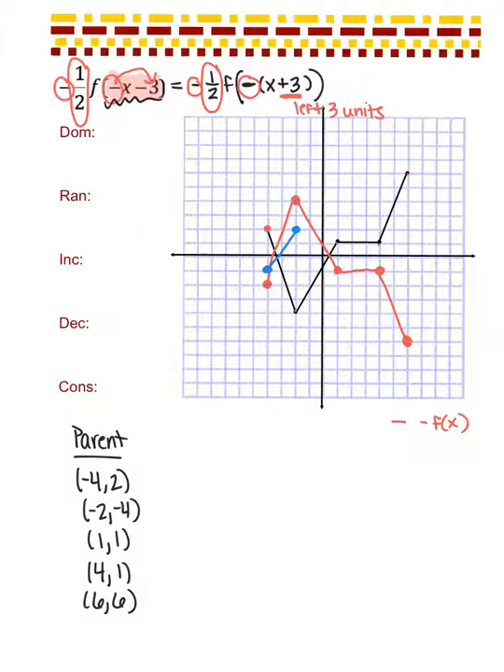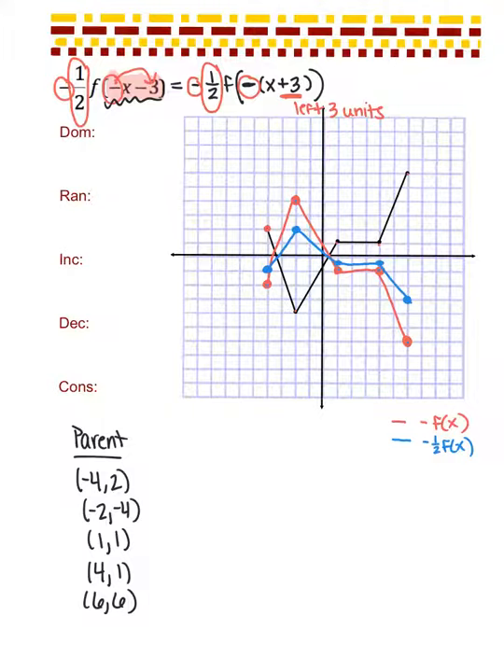Here, -1 times 1/2 is -1/2. Again, -1 times 1/2 is -1/2. And here, -6 times 1/2 is -3. So in the blue, I've got, this is -1/2 times f of x.